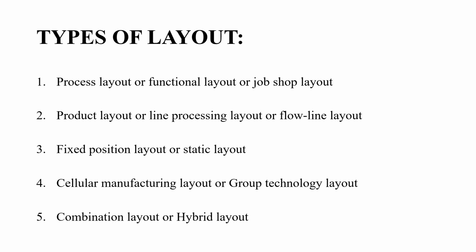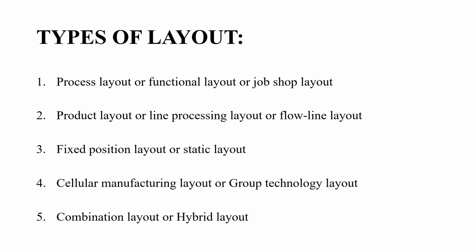There are 5 types. First one is process layout. It is also known as functional layout or job shop layout. Next, product layout. It is also known as line processing layout or flow line layout. Third, fixed position layout or static layout. Fourth one is cellular manufacturing layout or group technology layout. Fifth one is combination layout, also known as hybrid layout. Let us know more about these layouts in brief.